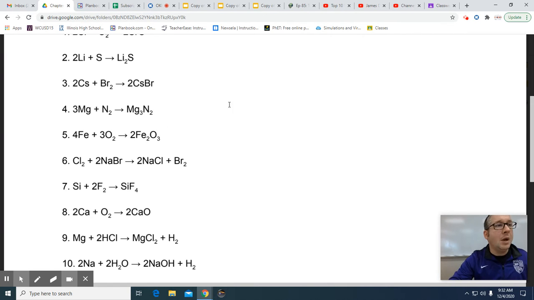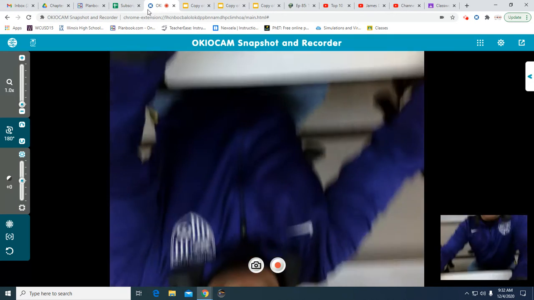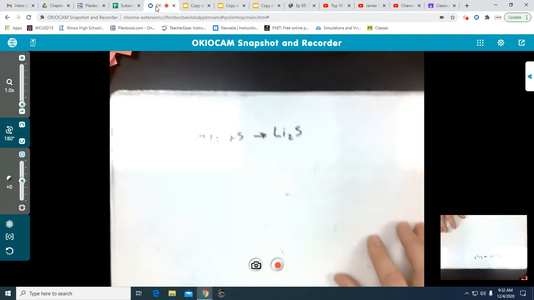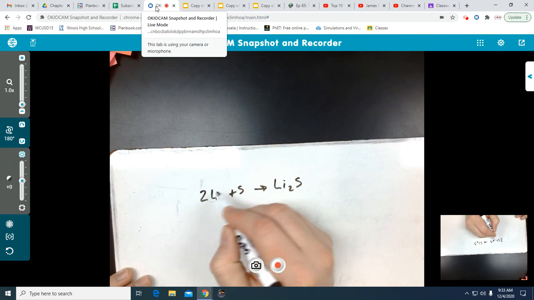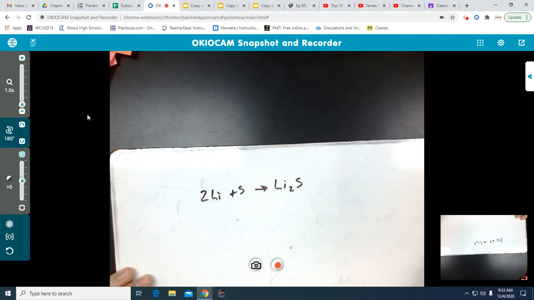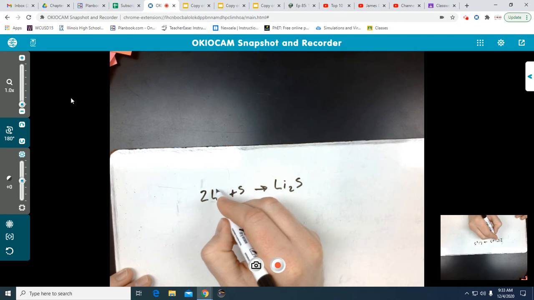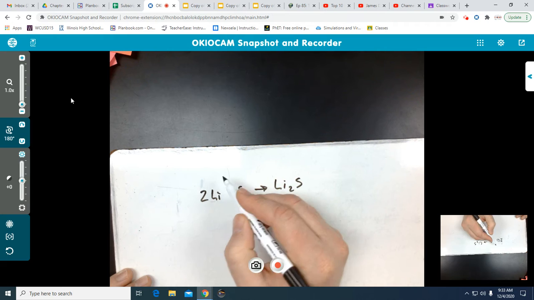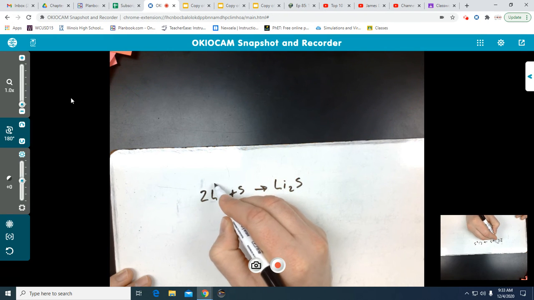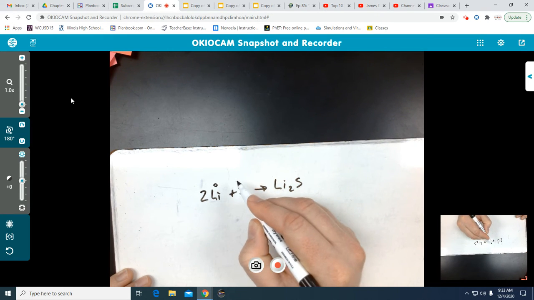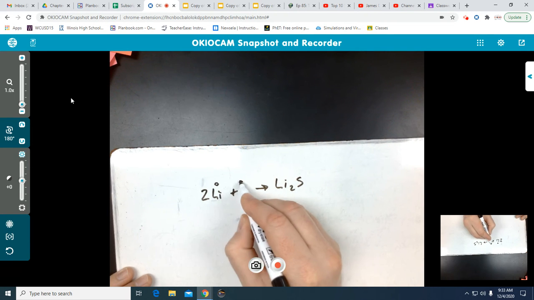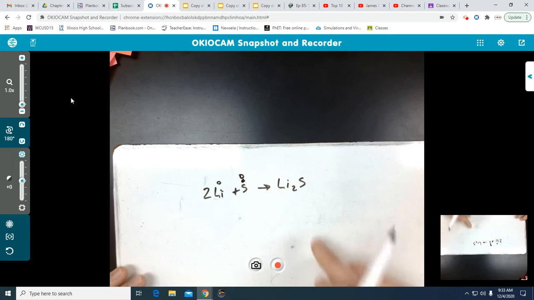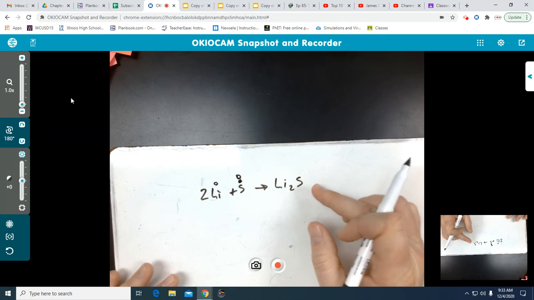All right, so going to the camera here. Let's look at the reactants first. This is lithium. This is sulfur. They are both in their elemental or natural state, so that means this has an oxidation number of 0, and this has an oxidation number of 0. Then we can come over here.